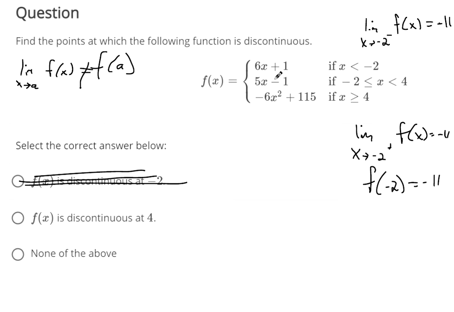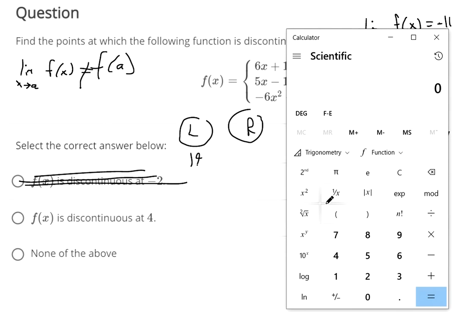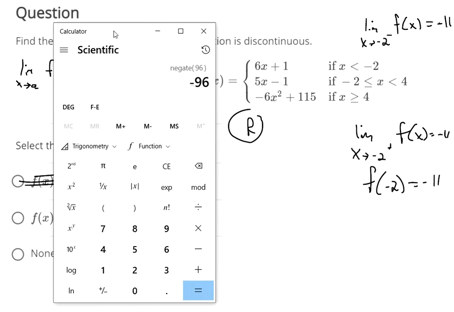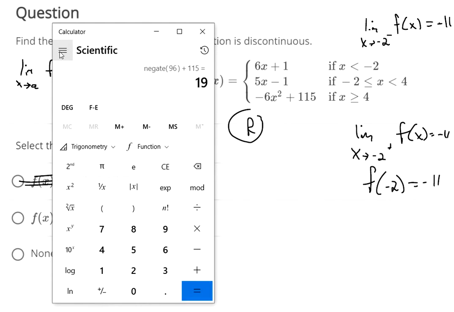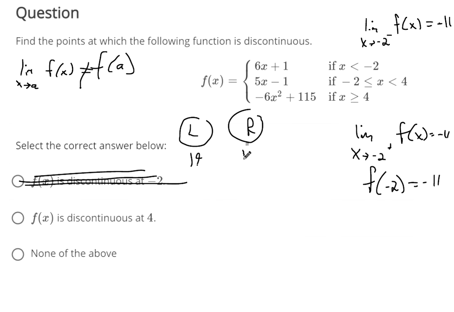Same thing, you want to do the left and right-hand limits, so I'm just going to use shorthand, the left and right-hand limits. The left-hand limit at x equals 4 means I can just plug in 4 into this function. 5 times 4 makes 20, 20 minus 1 makes 19. Now the right-hand limit means we're evaluating something a little bit greater than 4. So if I plug in 4, 4 times 4 makes 16. 16 times -6 is -96. -96 plus 115 is 19.